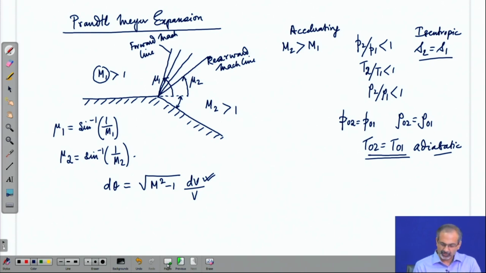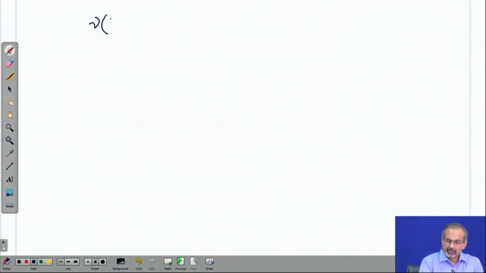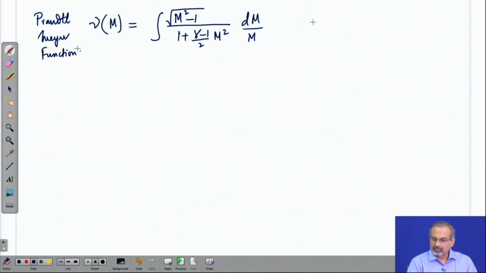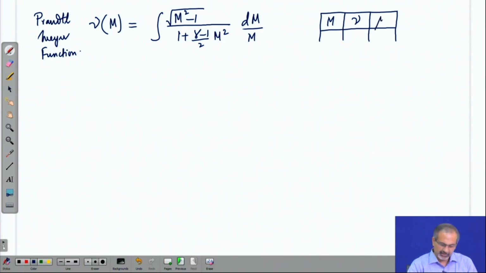Let us have a look at the function, what you get. So, that function nu is defined as an integral of the local Mach number. This is the integral which gives you the so called Prandtl Meyer function. There are tables of the Prandtl Meyer function where the upstream Mach number, the nu and the mu values are given.